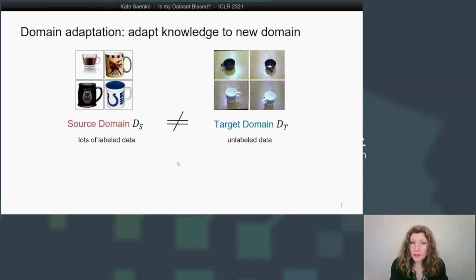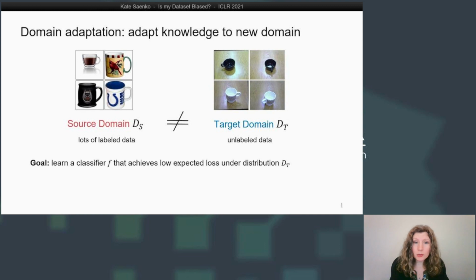Let's define it more formally. In domain adaptation, we have a source domain Ds with a lot of labels, and then we have a target domain Dt, which is unlabeled, and there's a difference in the distribution in the source and target data. So it's similar to semi-supervised learning, except for this difference in the distribution. Our goal is to learn a classifier f that achieves a low loss on the target distribution. And we do assume that we get to see the target data, just not the labels.